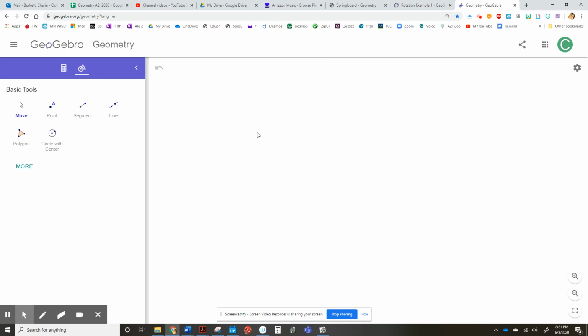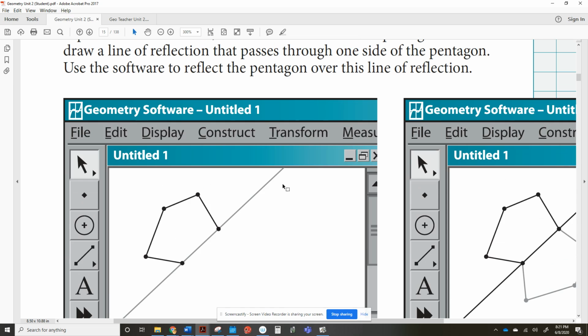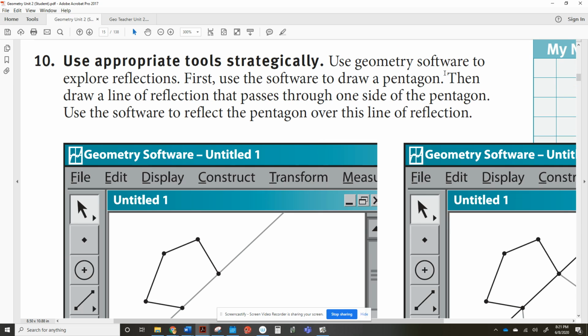Okay, so what we're gonna do, this is really cool. You just hit this little polygon button and be sure you know what it is we're supposed to be doing. It says, use the geometry software to explore reflections. First, use the software to draw a pentagon. So we got to draw a pentagon, then we draw a line of reflection that passes through one side of the pentagon, and then use the software to do a reflection.